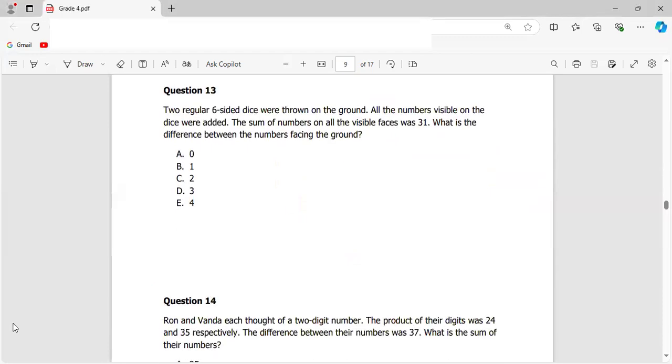Question number 13. Two regular six-sided dice were thrown on the ground. All the numbers visible on the dice were added. The sum of the numbers on all the visible faces was 31. What is the difference between the numbers facing the ground?